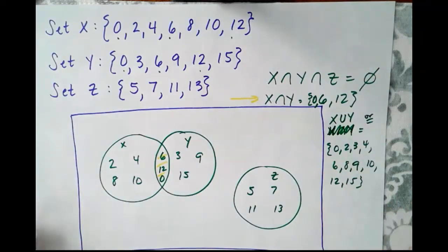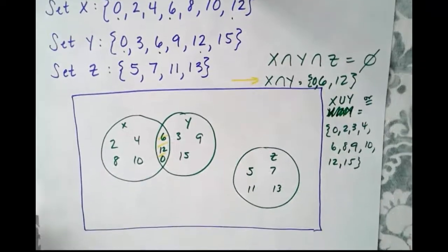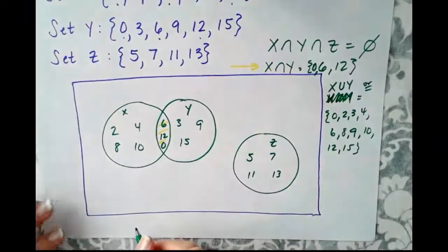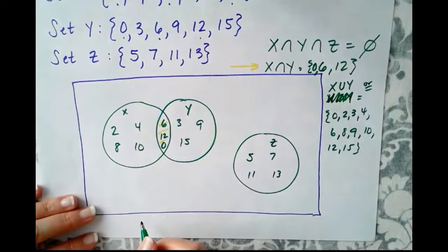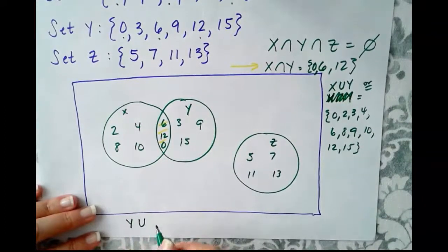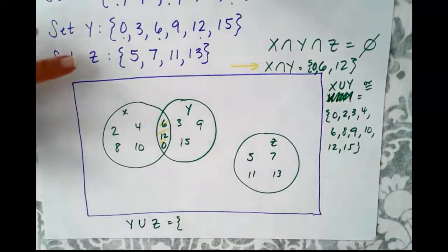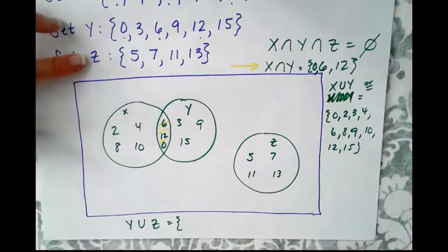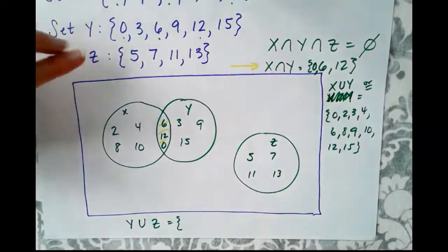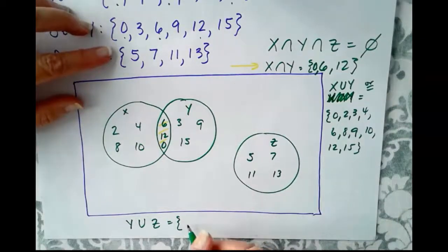15. One last one, just to be certain, even though apparently I'm ready for the weekend. Let's do Y union Z. What elements exist in Y or Z? Remember, one or the other. All the elements exist in one or the other.